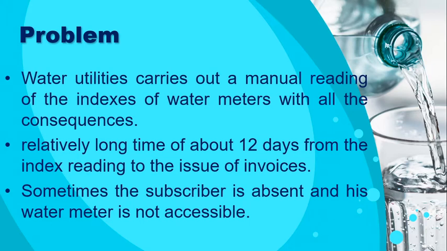Problem. The problem in this research is that water utilities carry out a manual reading of indexes with all the consequences such as some readers are not faithful in their way of transcribing the indexes, and in case of anomaly the person responsible for invoicing is sometimes forced to send another reader, which is a loss of time. And in the absence of the subscriber, if his water meter is not accessible, the subscriber is billed at a flat rate, so this is also another disadvantage.